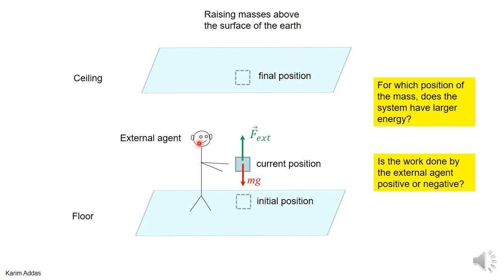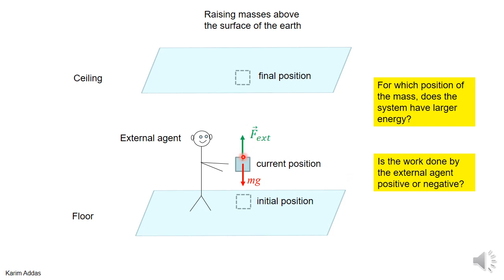And let's get an external agent and make this external agent move the block, raise it from the floor, and then in the final position we put the block on the ceiling. So the external agent applies a force, F external, in the upward direction. Gravity is acting downwards during the whole motion. For which position of the mass does the system have larger energy? And is the work done by the external agent positive or negative?